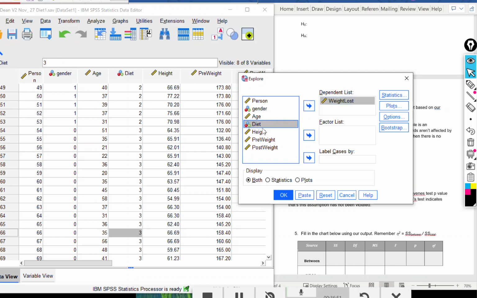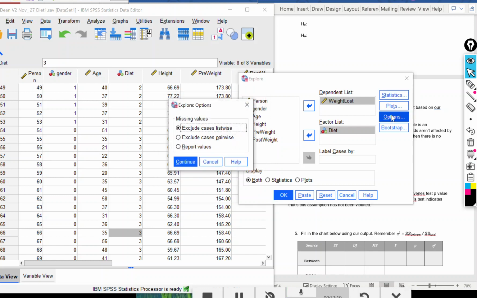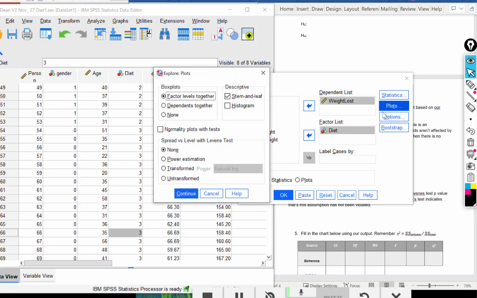Now I need to put diet into the factor list. This is the independent variable. And I put weight loss in the dependent list. This is what we're measuring, and this is what we're changing in the experiment. This is the manipulation, and this is the outcome measure. We're going to check on outliers because they give us an idea, at least some clues, whether we have a normal distribution. Plots are also something we're going to look at, normality plots.